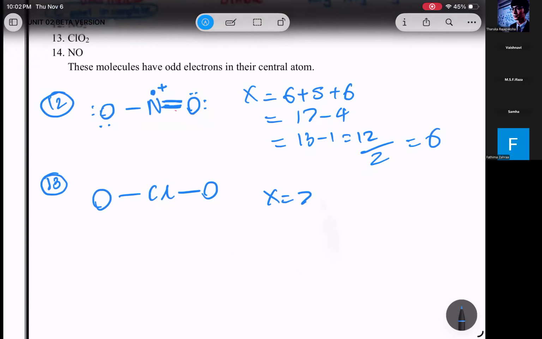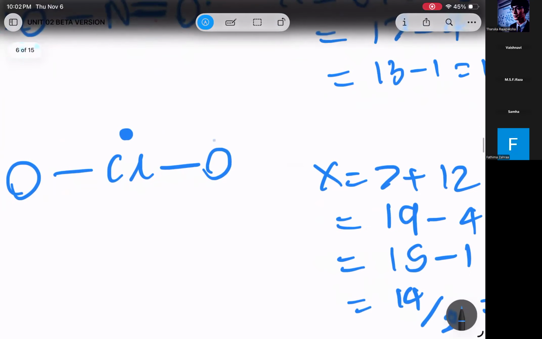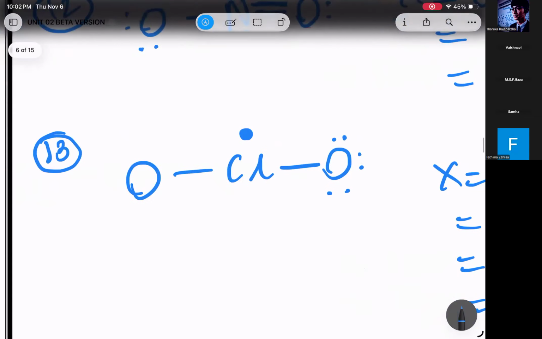ClO2 වල let's calculate. X is equal to 7 plus 12. 7 plus 12 is how much? 19. 19 minus 4, that is 15. Now you put the odd electron. You can't divide this by 2. You put the odd electron on chlorine. Minus 1, that is 14. 14 divided by 2 is 7. 7යි. ඔය electrons 7 අපි දාන්නේ ඉස්සෙල්ලා oxygen 1 2 3 4 5 6 and then 7th one here.